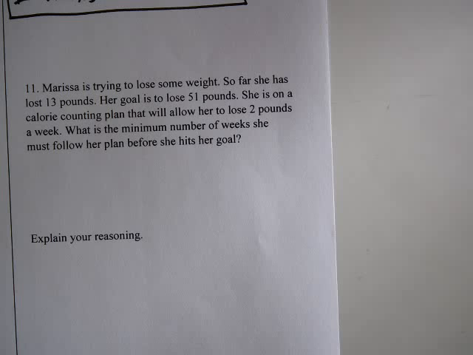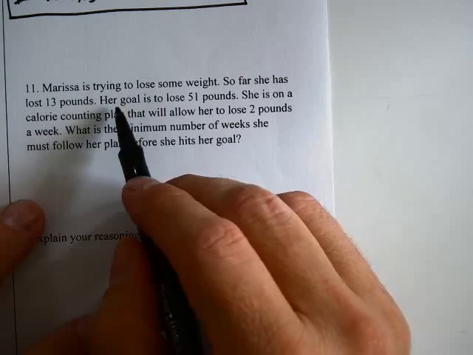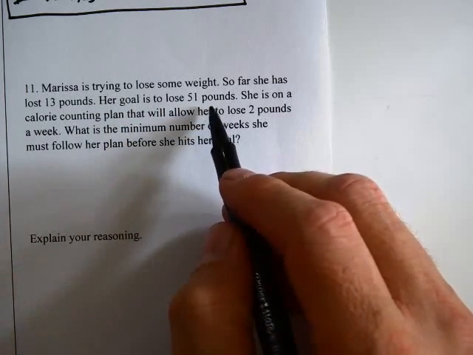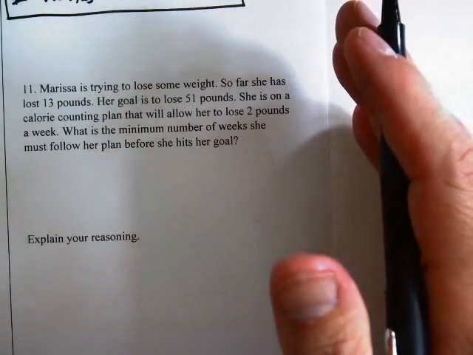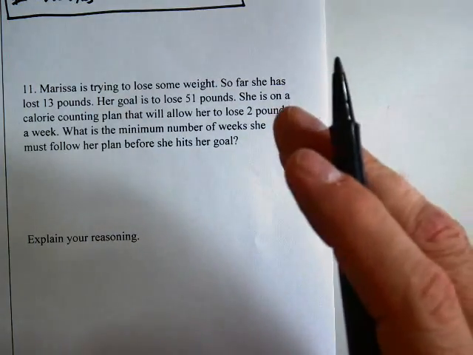Marissa is trying to lose some weight. So far she has lost 13 pounds. Wow, that's extremely difficult. Very, very happy for her. Her goal is to lose 51 pounds. Okay, sounds like a medical issue. She is on a calorie counting plan that will allow her to lose 2 pounds a week. What's the minimum number of weeks she must follow her plan before she hits her goal? So really this should say her goal is to lose at least 51 pounds. If it was to lose exactly 51 pounds, we would use an equal sign.